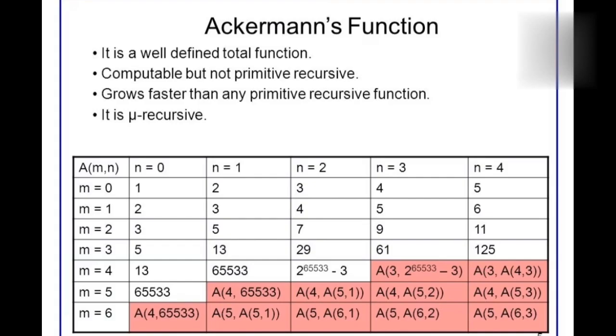Ackermann's function is a well-defined total function, computable but not primitive recursive, and it grows faster than any primitive recursive function. It is recursive.